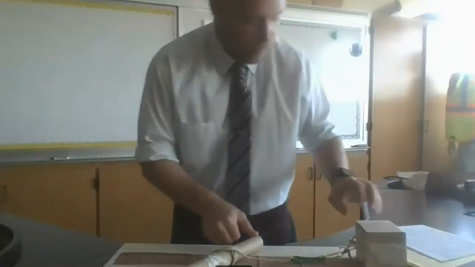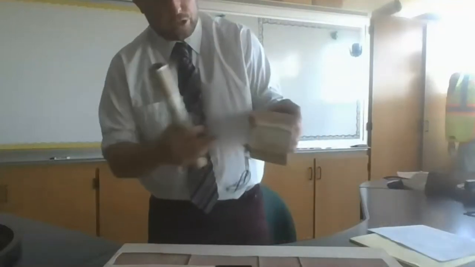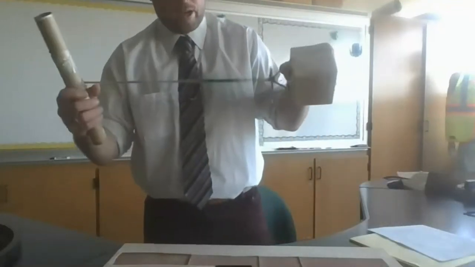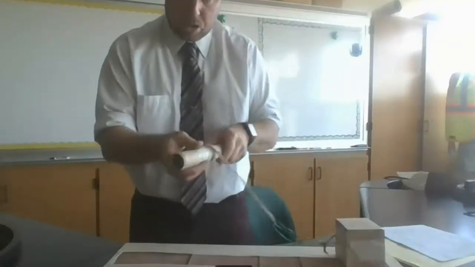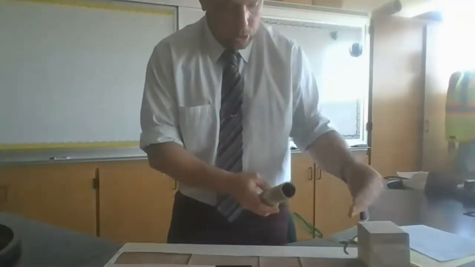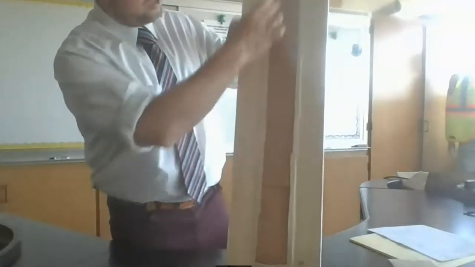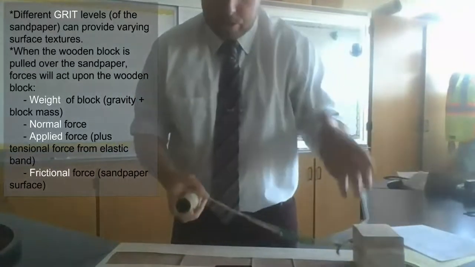So, what I have here is our equipment. Our wooden block is attached to a string, a paper clip, and an elastic band, which can actually stretch. We have a string attached to a cylinder, which we can pull with two hands to pull this wooden block along this custom-made sandpaper surface, which will add some friction to the experiment.